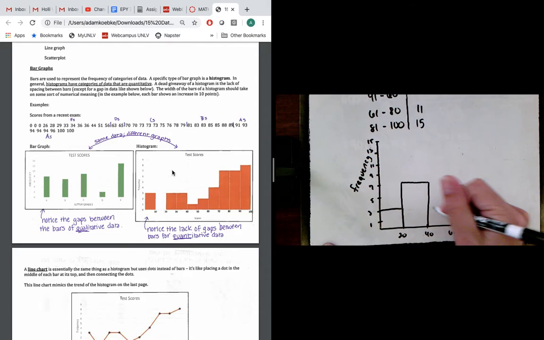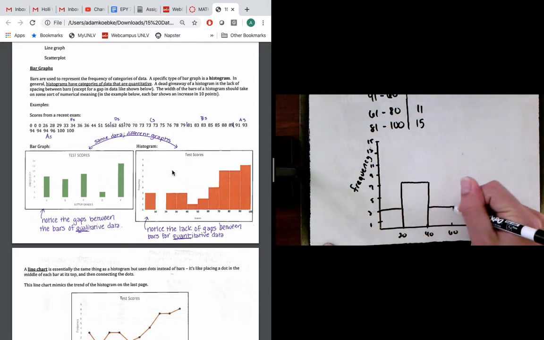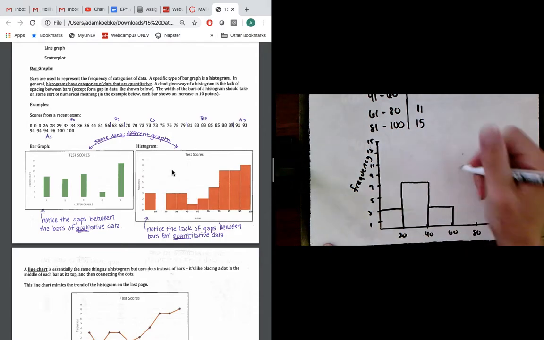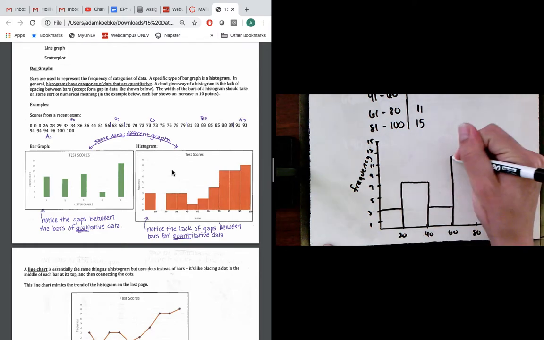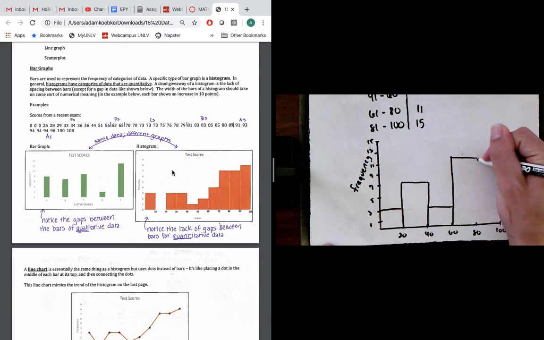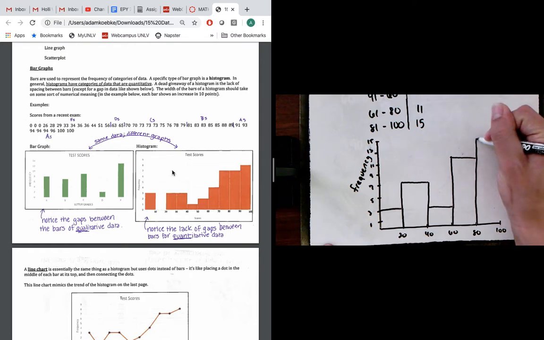For 41 to 60, I'm back down to 3. Now I jump up to 11 for 60 to 80, and then lastly, all the way up to 15 for 80 to 100.